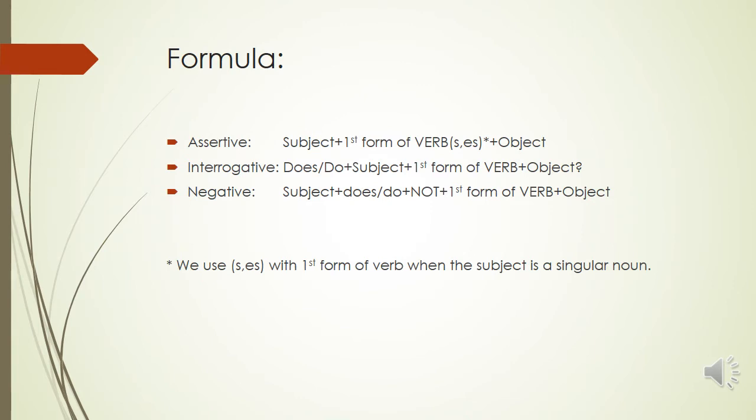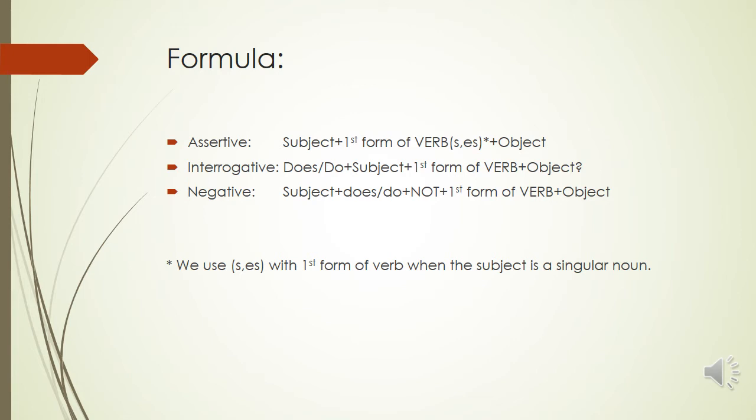Here we have defined the formula, or you can say structure, of simple present tense. First of all is the assertive type of sentence, that means positive sentences, in which we write the subject first, then the first form of the verb with s or es, and then the object. When we talk about simple present tense, one thing should be very clear: your verb should be in first form. First form is the base form, or we call it the present tense form as well.